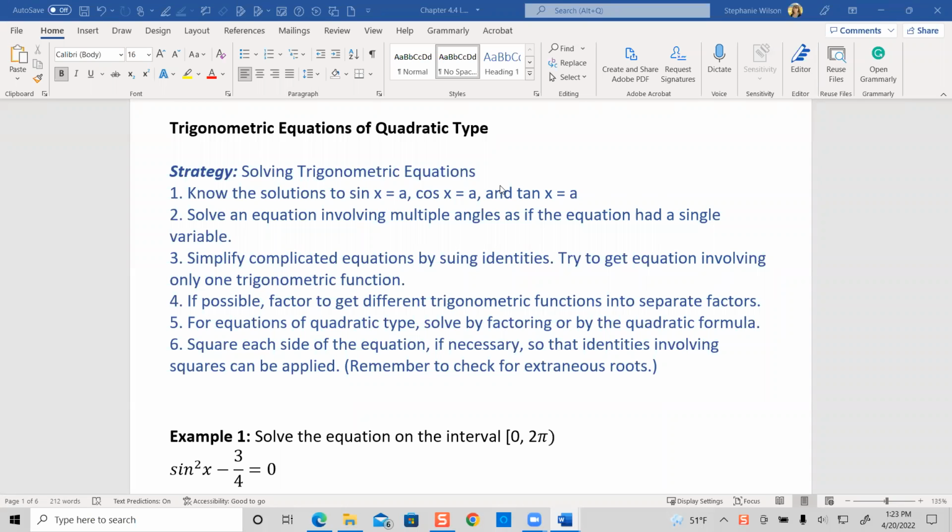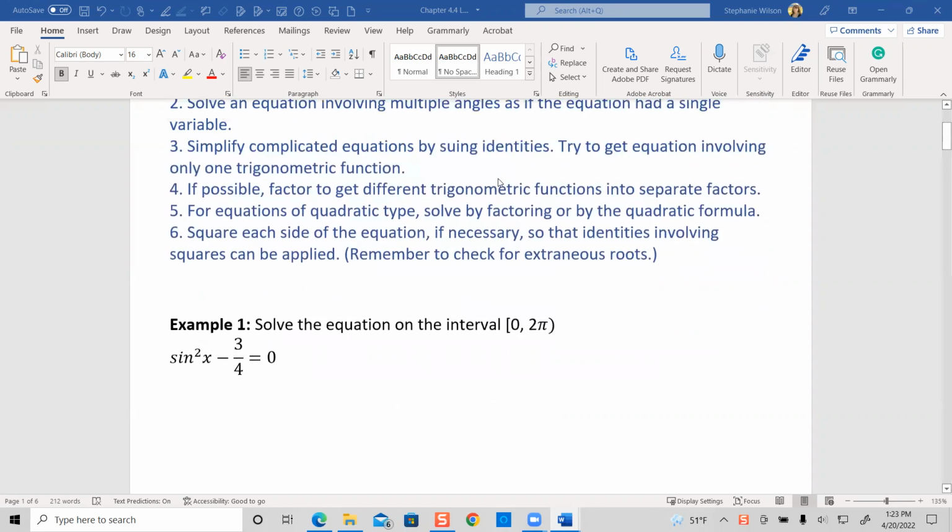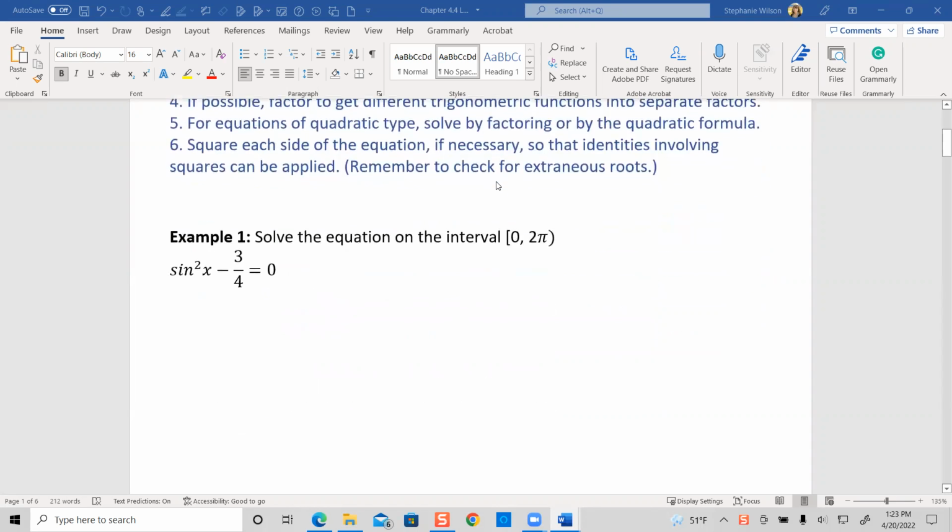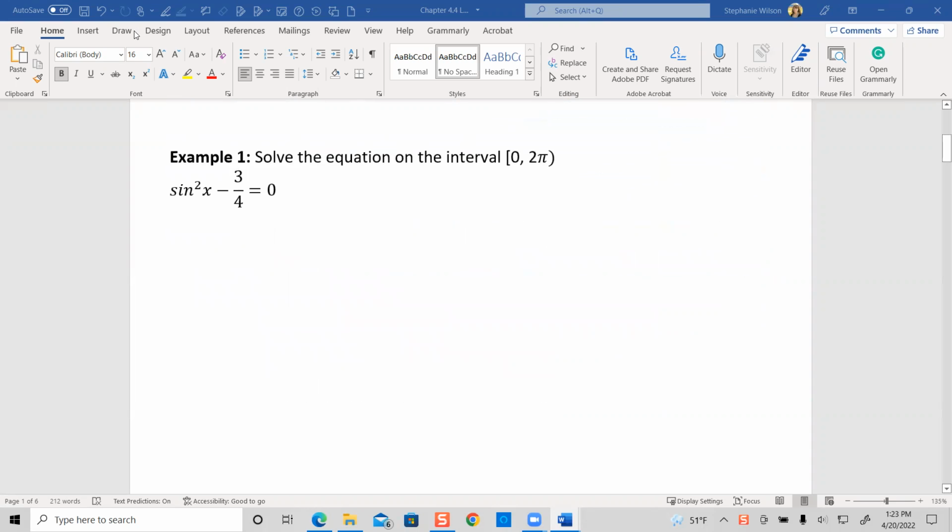Trigonometric equations of quadratic types. So here's some given information. It's good to read over it. Let's just go solve some.